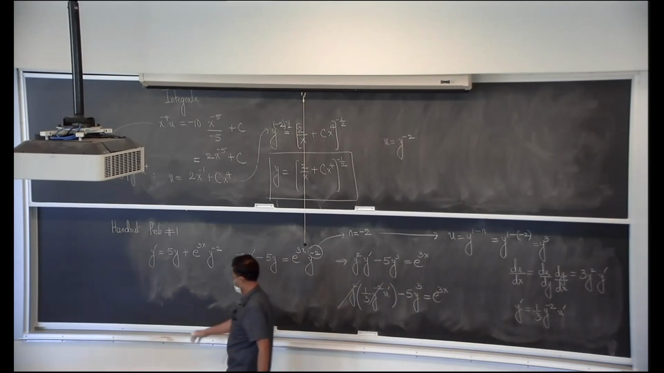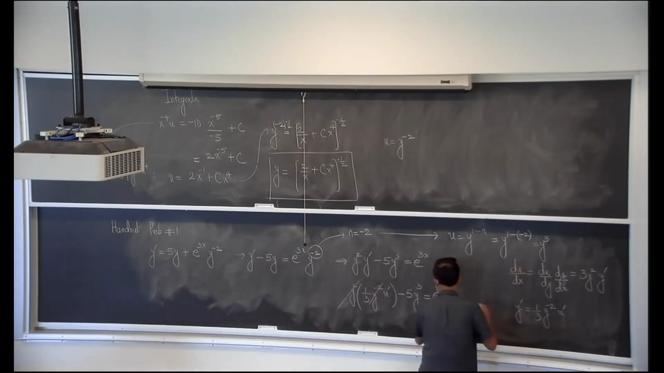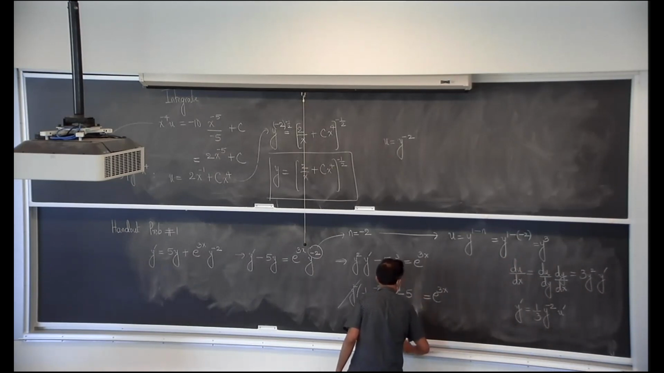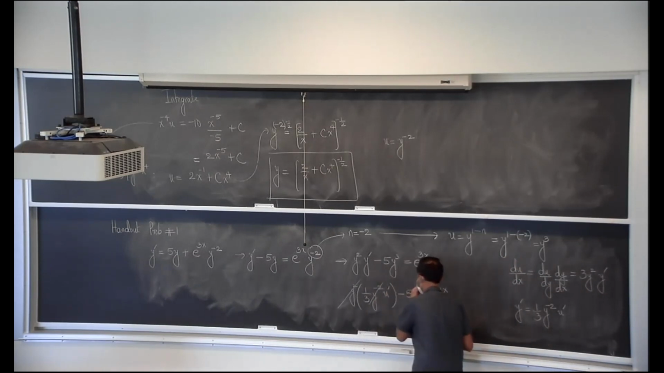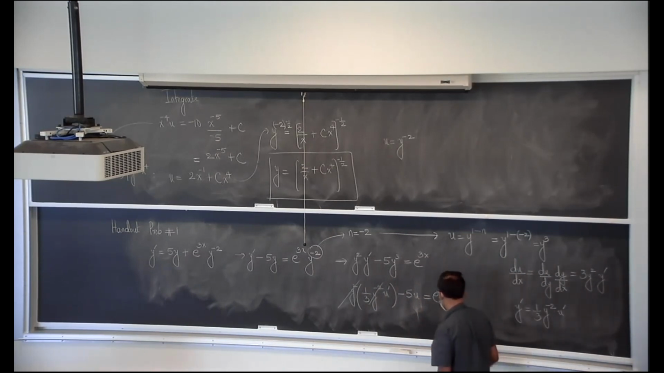Suddenly I thought, why isn't it linear? So y to the 3 is u. Okay, so this is... and multiply throughout by 3 so that this is in the standard form.